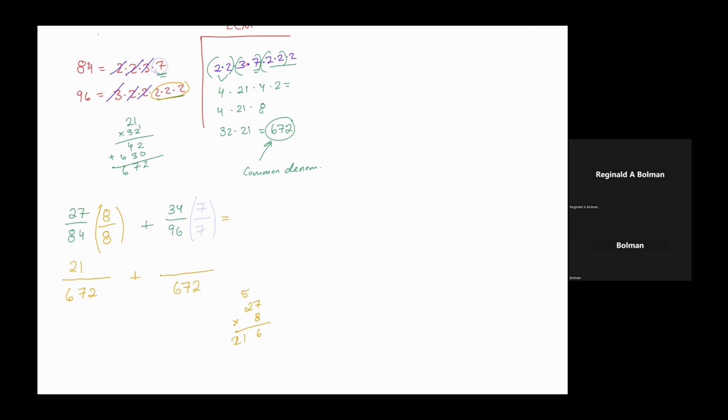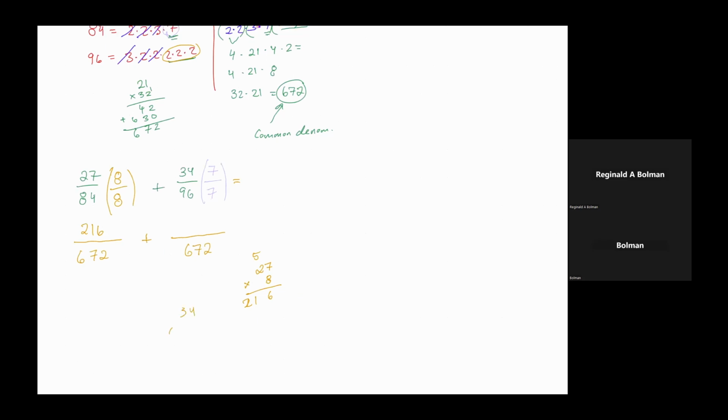And for 34 times 7, 7 times 4 gives you 28. Carry the 2. 7 times 3 is 21. Plus 2 gives you 23. So you should have 238.